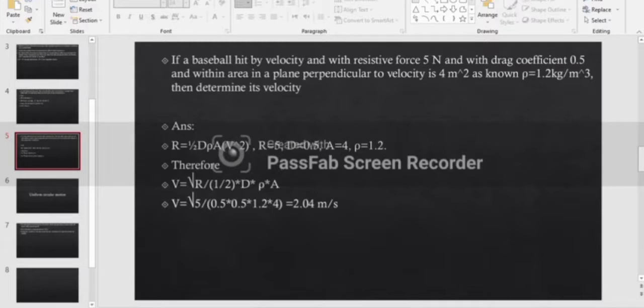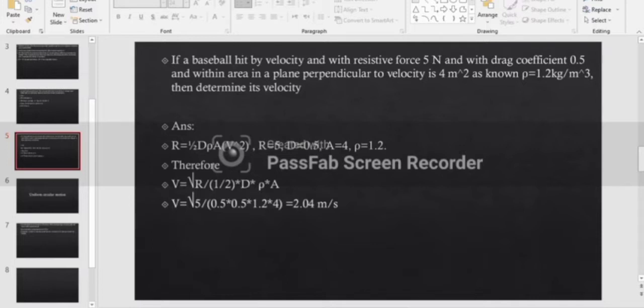So as its rule is R equals half D rho A V squared, and as given R equals 5, D equals 0.5, A equals 4, and rho equals 1.2, we will take the root of R divided by half times D times rho times A to get V. Then we take the root of 5 divided by 0.5 times 0.5 times 1.2 times 4, which will give us 2.04, which is V.